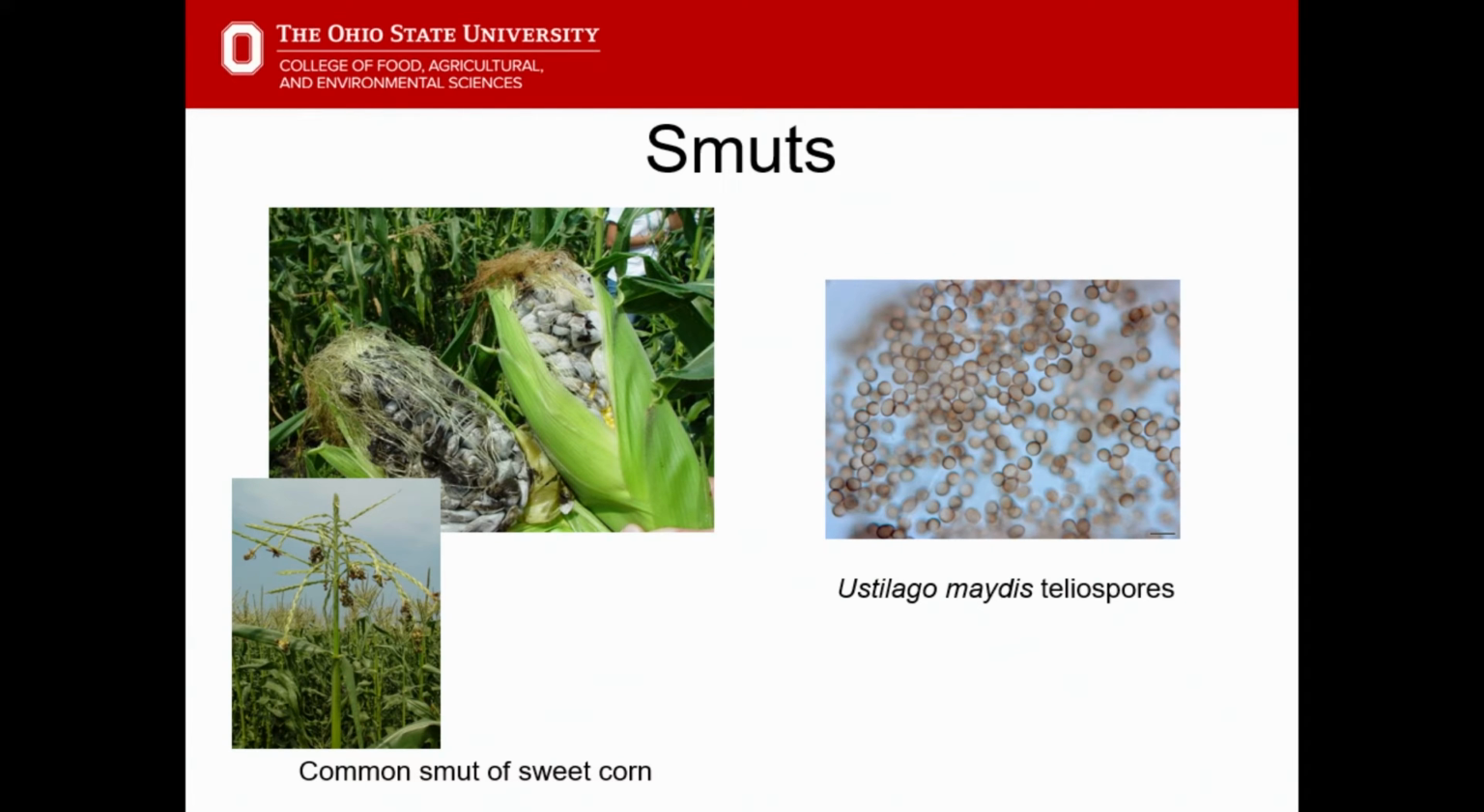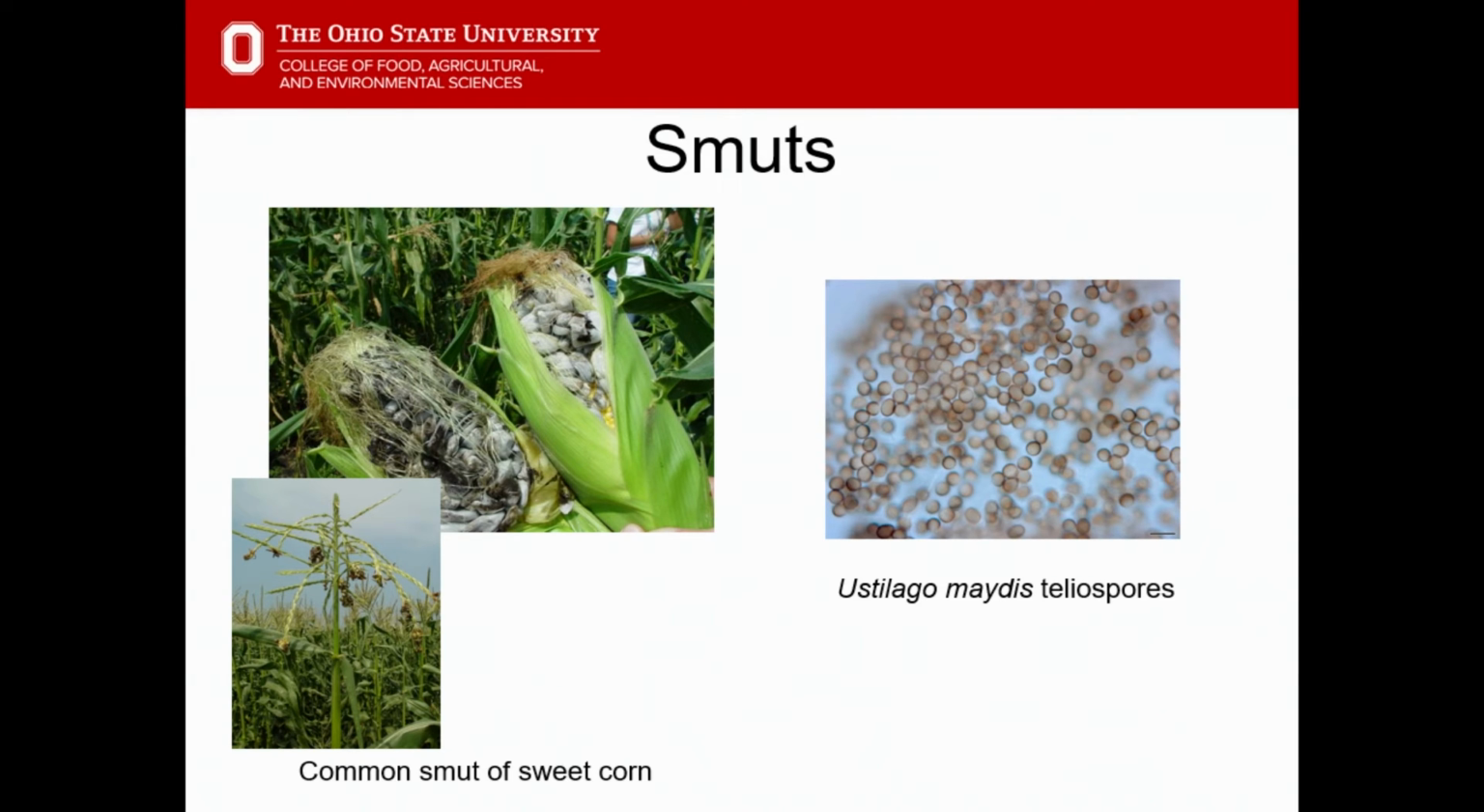The smuts are also important plant pathogens. The example here is common smut of sweet corn caused by Ustilago maydis. The pathogen causes galls on almost any part of the plant. These galls are filled with mycelium and spores of the fungus. The name comes from the masses of black teliospores that emerge from the galls.